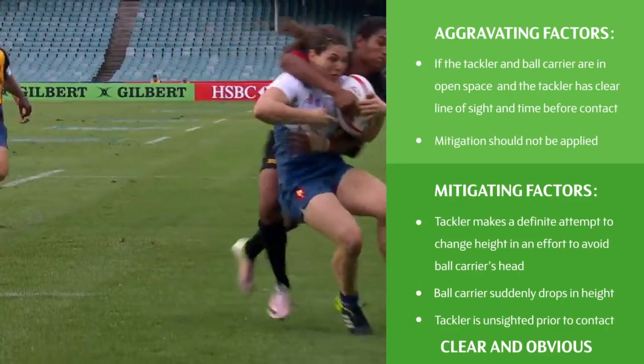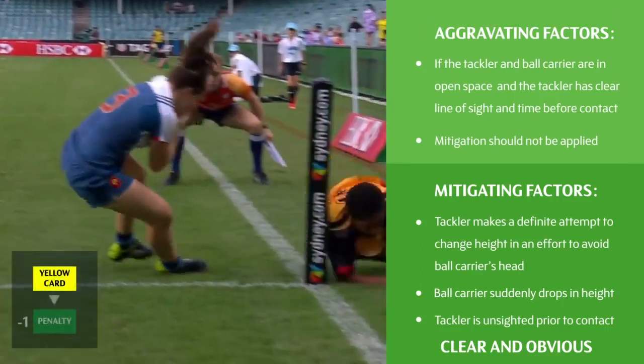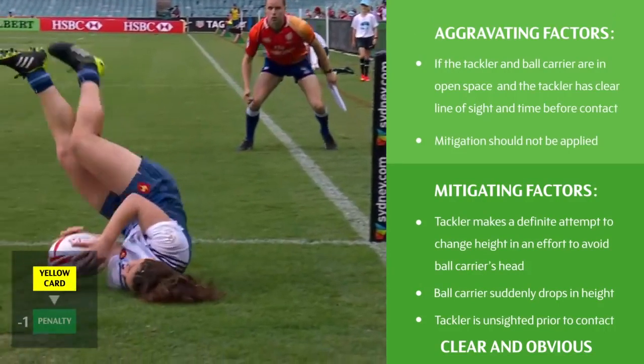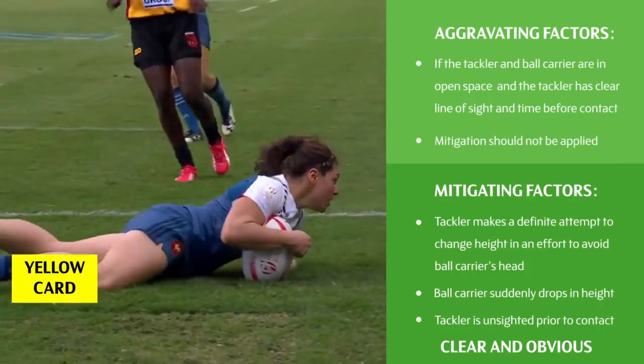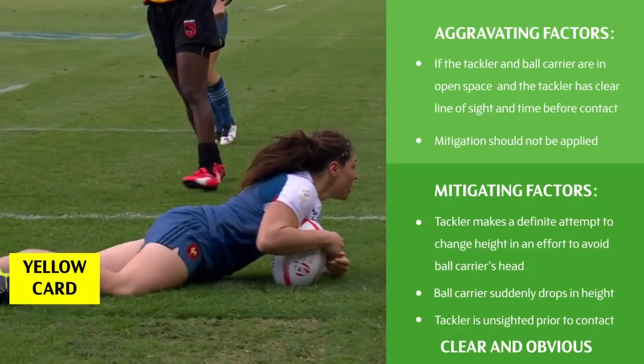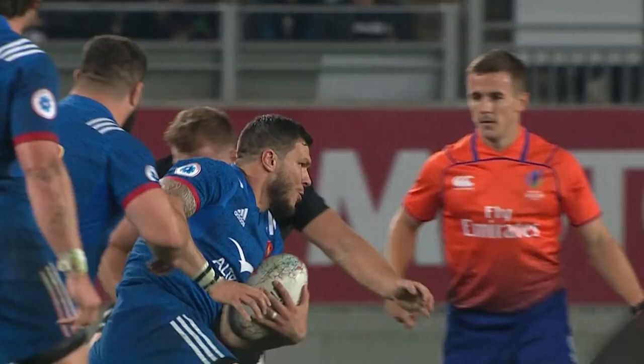The tackler has clear line of sight and time before contact, and so aggravating factors exist. Therefore, no mitigation should be applied and the decision remains at a yellow card. Let's take a look at some more examples.